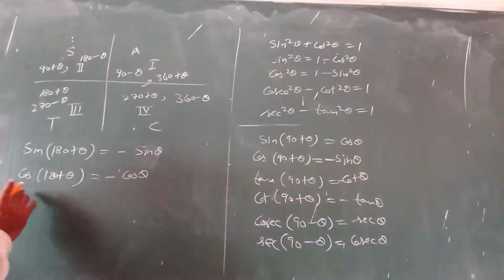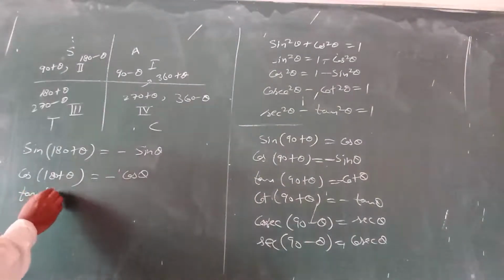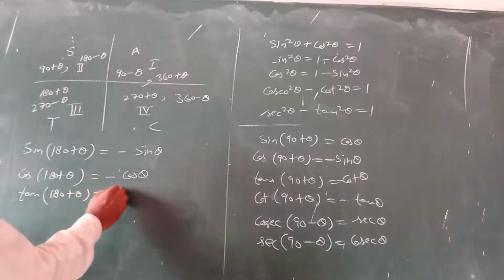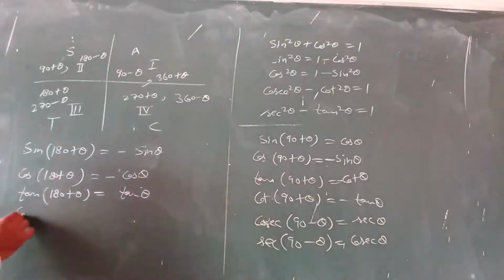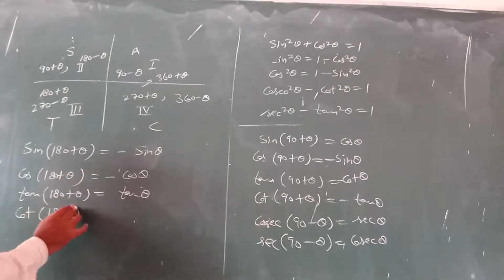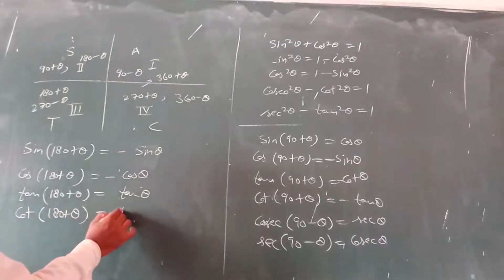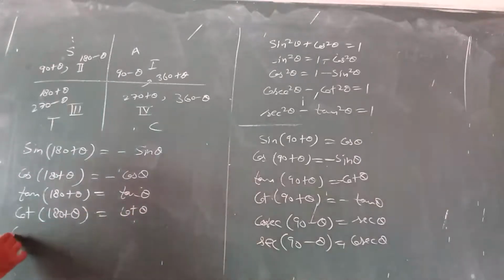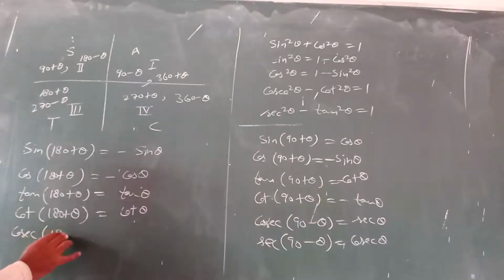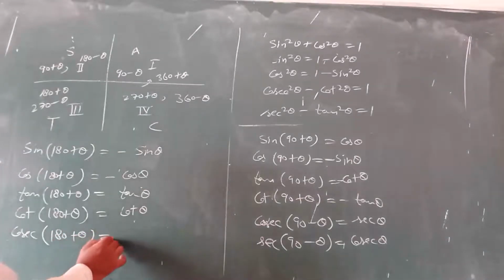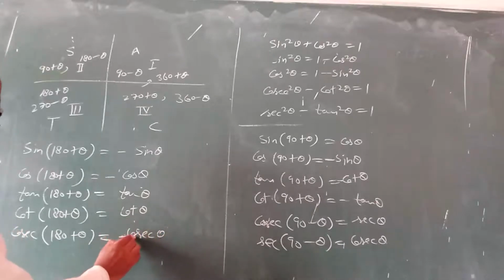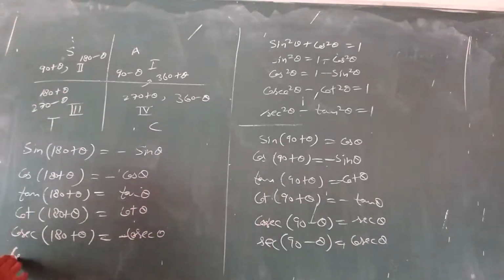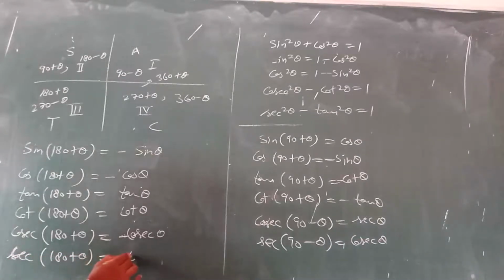Now if we take tangent 180 plus theta, it changes to tan theta, positive. If we take cot 180 plus theta, it changes to cot theta. Cosec 180 plus theta changes to minus cosec theta, and sec changes to minus sec.